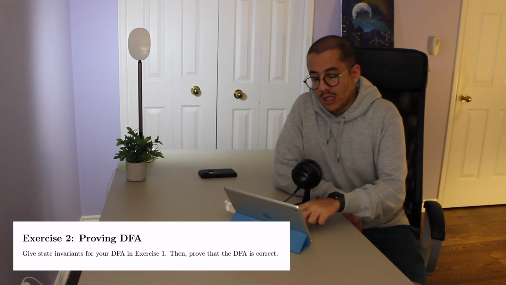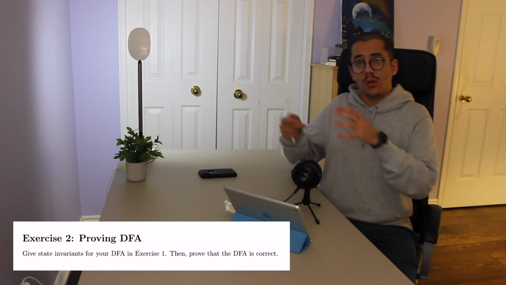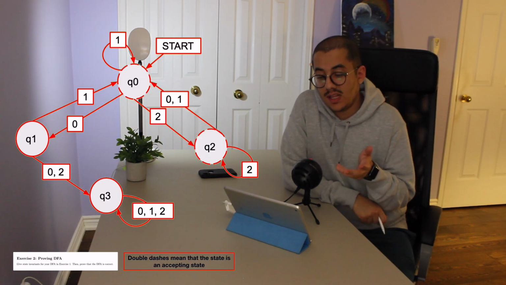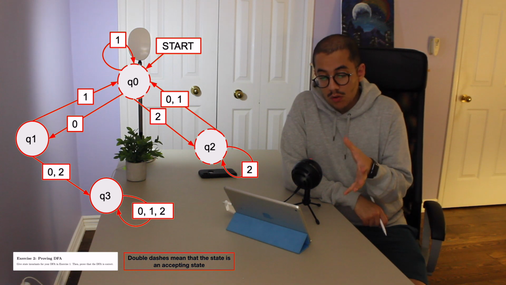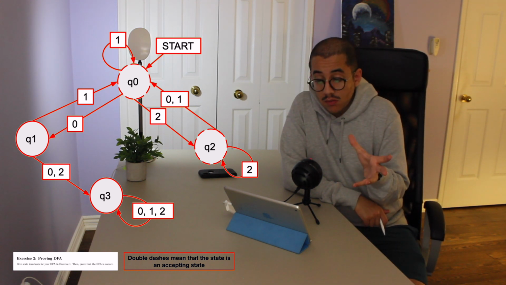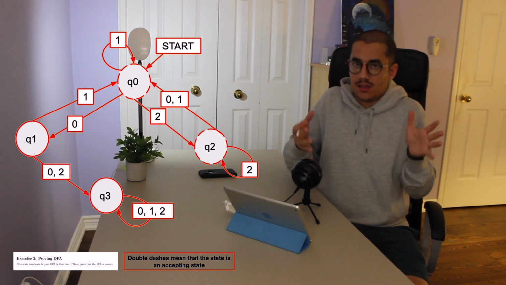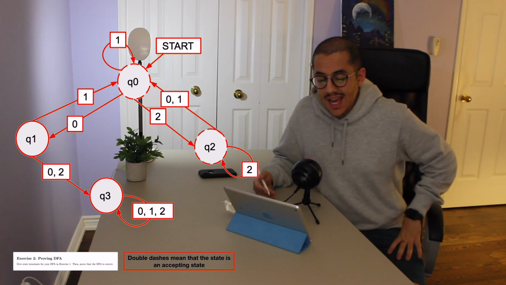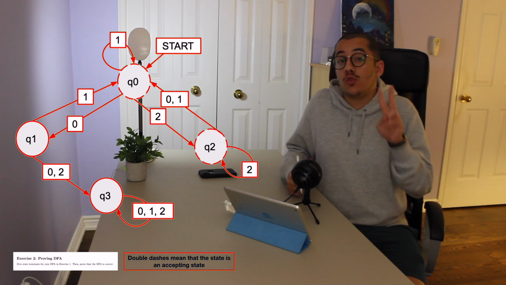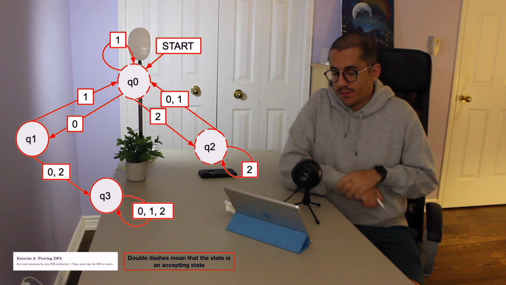So for the invariant, I'm going to put the DFA right over here so you can see it. Here are the state invariants. Q0 is one of them, where the string is empty, or the string has no bad zeros and ends with a 1, or the string has no bad zeros and ends with a 2, 0 in that order.